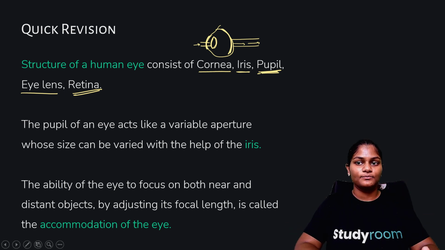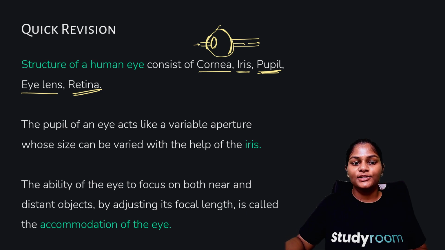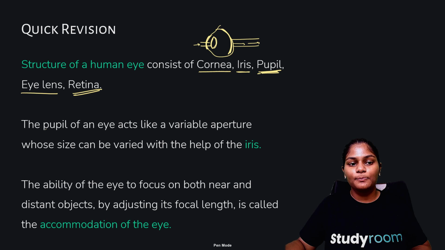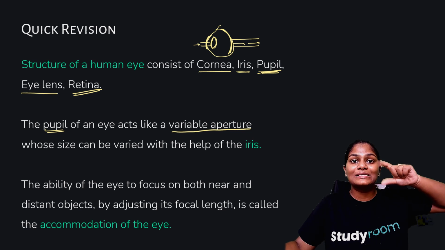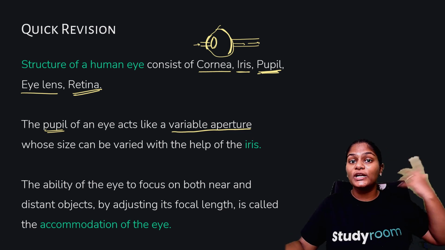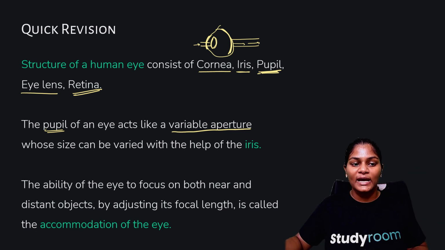to your brain, and the brain finally decodes those signals and tells you what are the things and objects you are seeing. So as it says here, the pupil of an eye acts like a variable aperture. What does that mean? Variable aperture means that the size can be adjusted according to how much light needs to come into the eye. The size can be varied with the help of the iris.